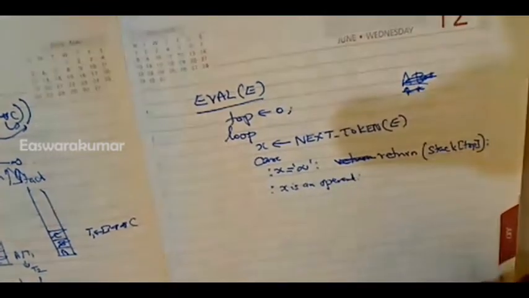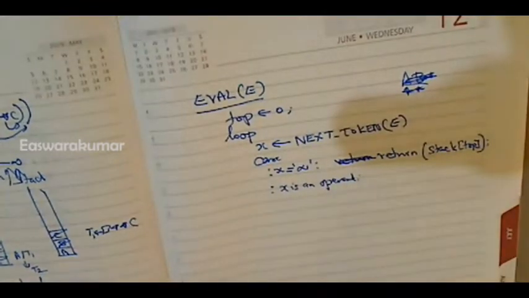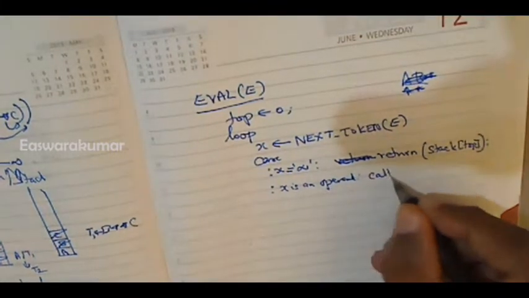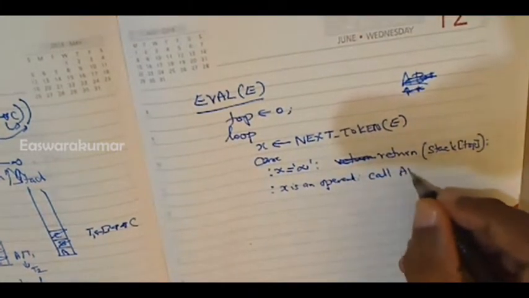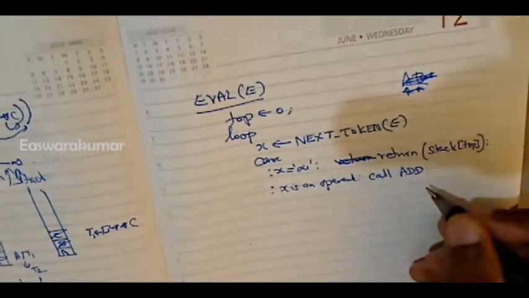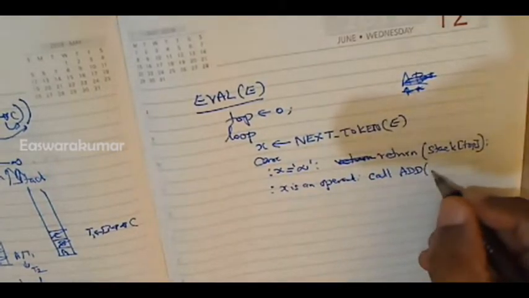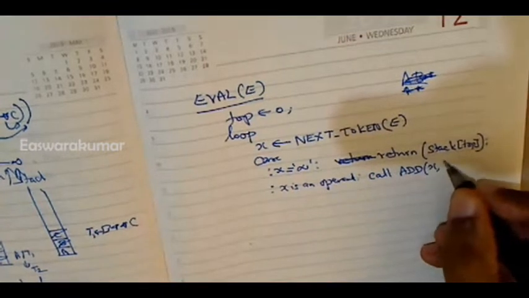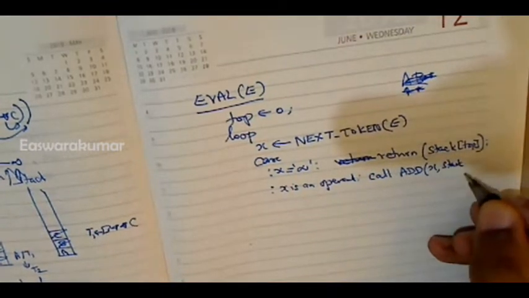So if X is an operand, what do we have to do? We have to insert it into the stack. So we will call the procedure. For stack insertion, we consider add. Already we consider add. So what are we adding? X. Where we are adding the data is called stack.